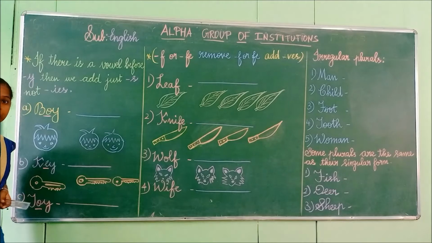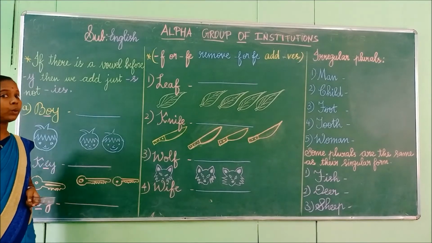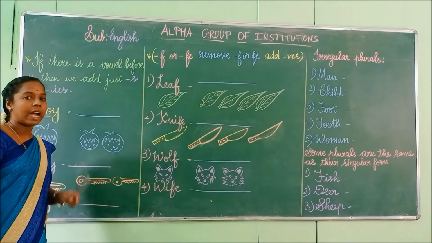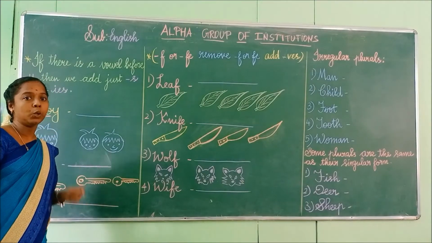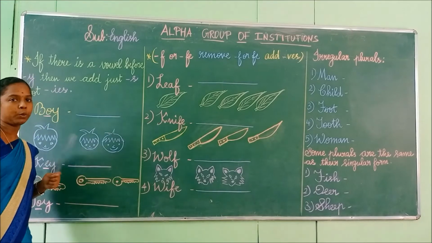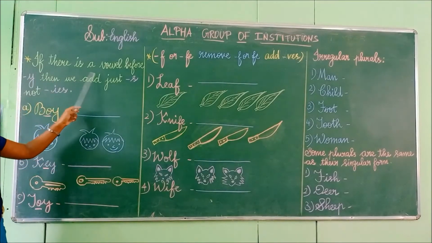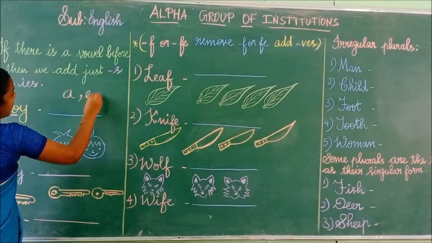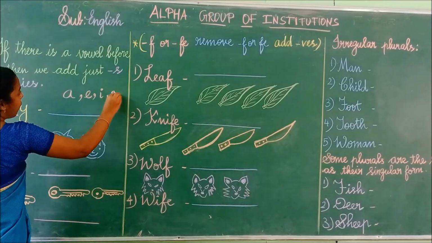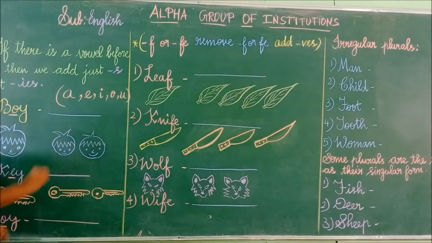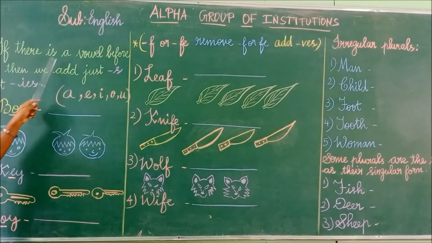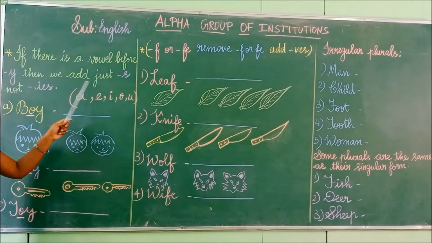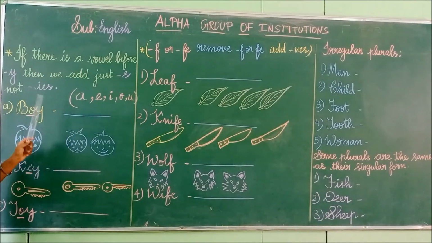So children, if the singular noun ends with Y, what do you have to do? You have to remove the Y first. Next you have to add IES to the singular noun to make it plural. See here, A, E, I, O, U: these 5 letters are vowel letters. If there is a vowel before Y, then we add just S, not IES.